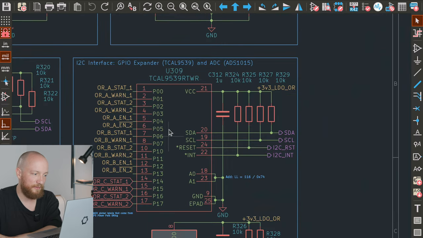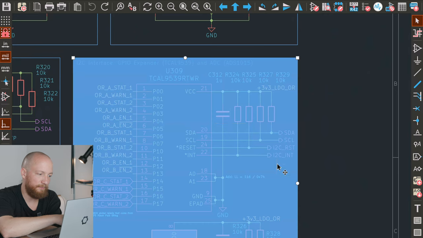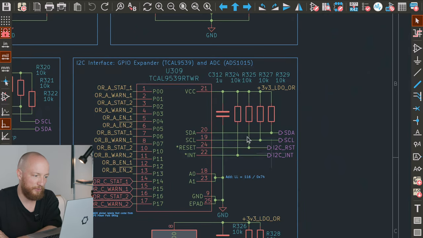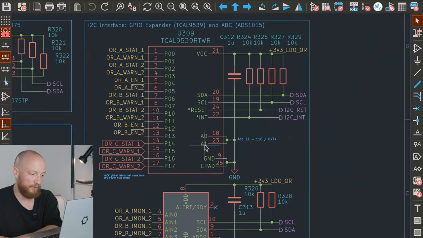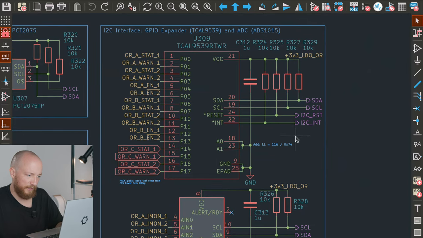Apart from that, again, implementing this GPIO expander was super straightforward. All we need are a few pull-up resistors here for the I2C lines, and also there is a reset for this device itself, so we can actually reboot it without power cycling it, and there is an interrupt that we could use on a microcontroller. Here again we have address selection pins.